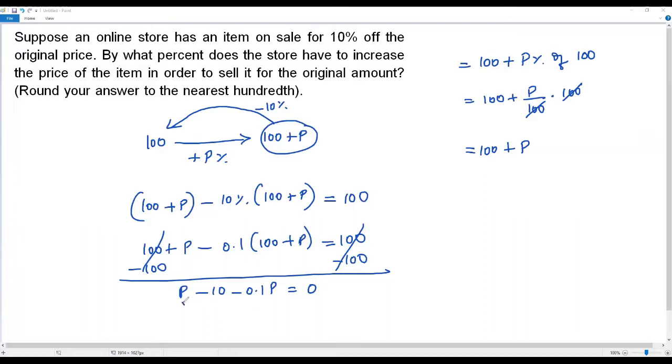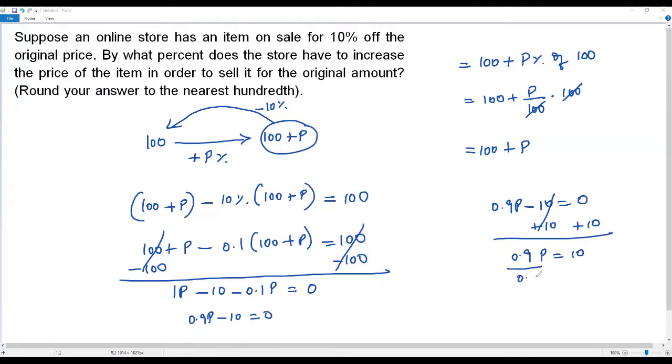Now let's combine this P and negative 0.1P. We can assume there is a coefficient 1 for this P. When I subtract 0.1P from this 1P, I'm getting 0.9P, negative 10 equals 0. So 0.9P minus 10 equals 0. Now I'm adding 10 to both sides because my aim is to solve for P. So negative 10 plus 10 will cancel out. 0.9P is equal to 10. Then I divide both sides by 0.9, so this 0.9 will cancel. I'm getting P is equal to 11.111.